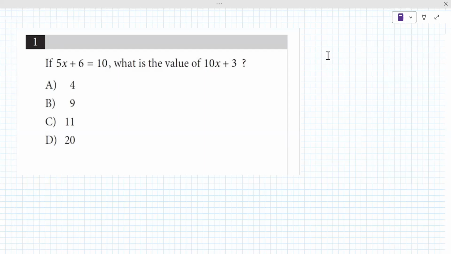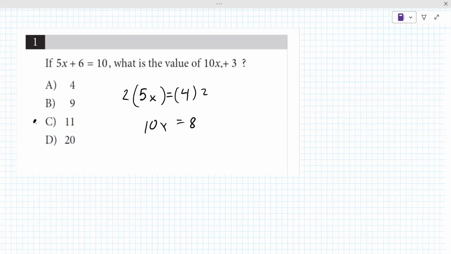Would it be C? So you're going with C. We'll take a look here. So my guess is you solved for x and then put the x value in here. Yeah. So that's kind of the misstep here. Notice that you want to get this to 10x plus 3. So if you multiply both sides by 2, you get 10x equals 8. And so if you add 3 to both sides, 10x plus 3 equals 11.